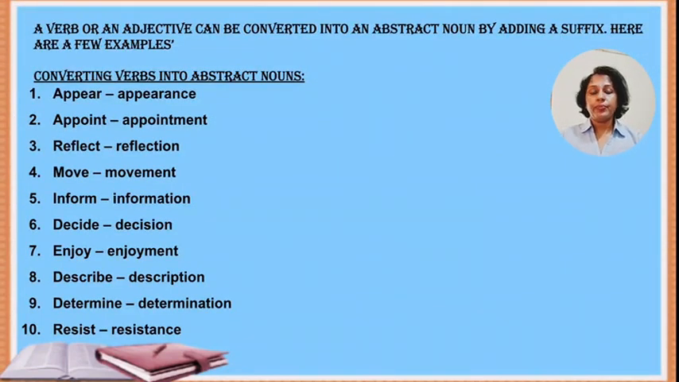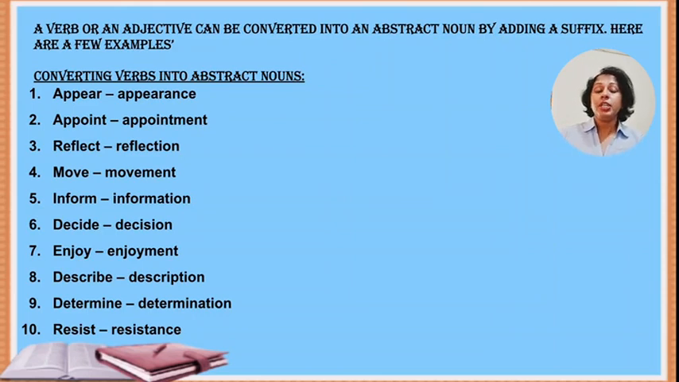Okay. So, we have understood what we mean by a concrete noun and what we mean by an abstract noun. Now, there are certain verbs which, by adding some suffix, we can convert into abstract nouns. And there are certain adjectives which, by adding certain suffix, we can convert into abstract nouns. Let's first look at examples wherein by adding a suffix, we can convert verbs into abstract nouns.